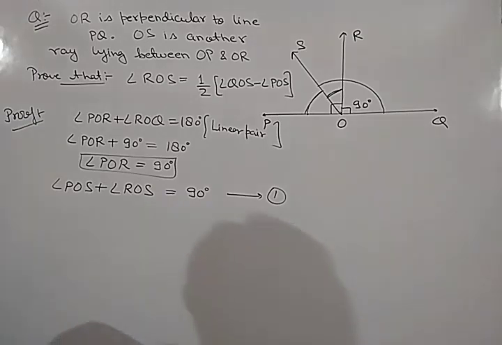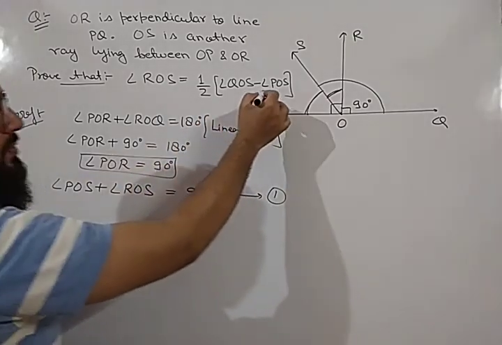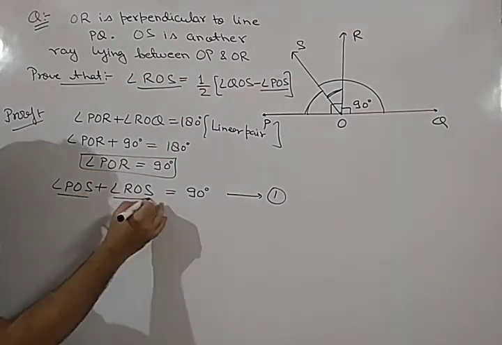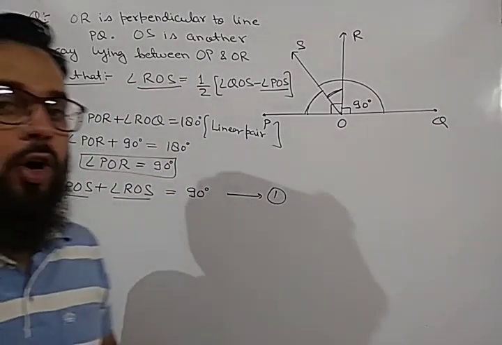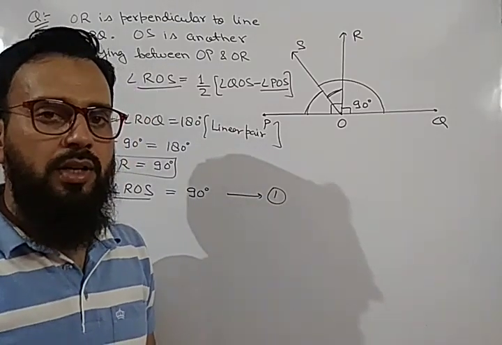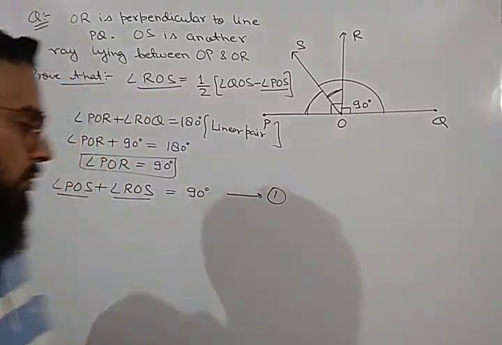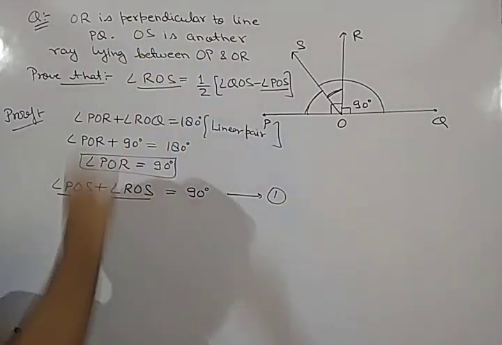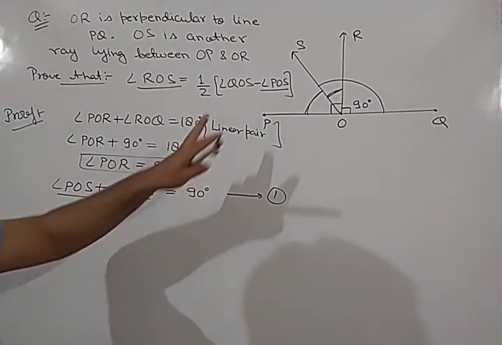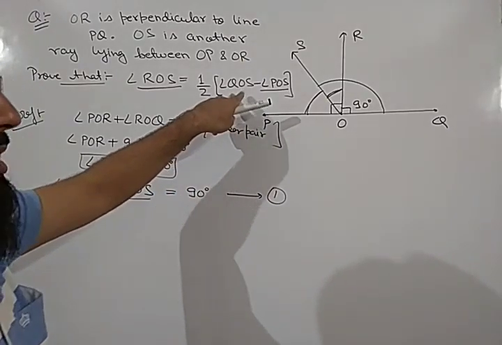Now see this equation. We have got both the terms, angle POS and angle ROS. So we obtain those terms which we have to prove in the question. Clear? Similarly, the second thing which we have to obtain is angle QOS.